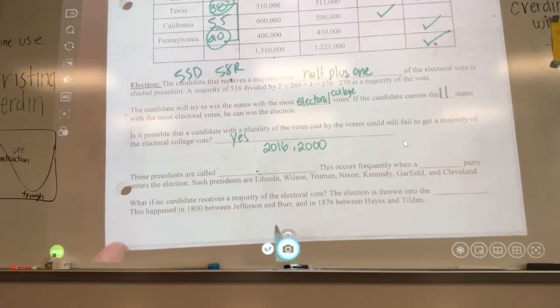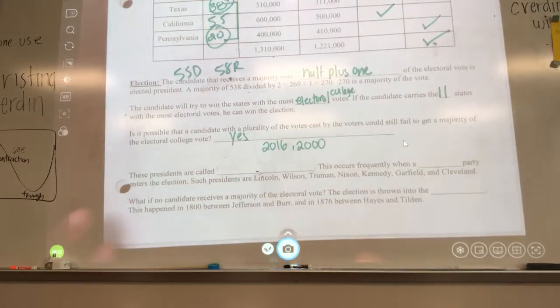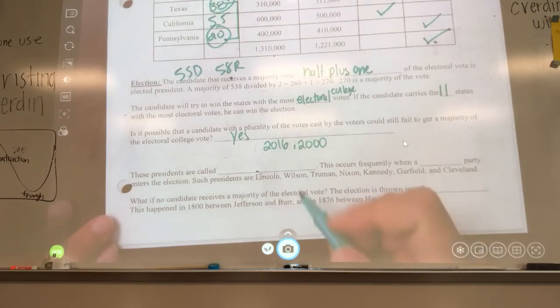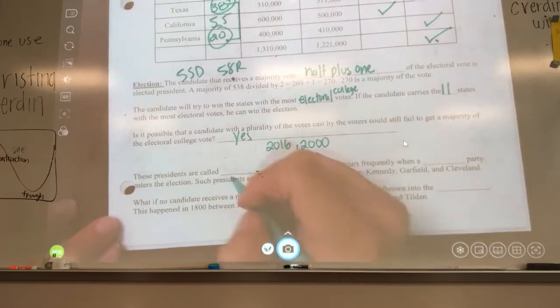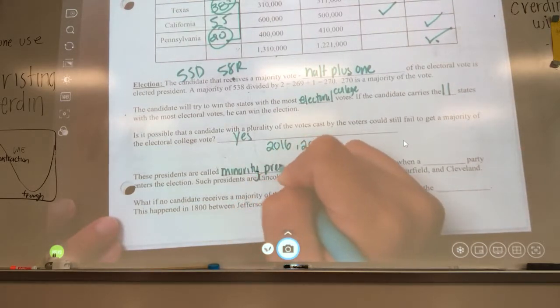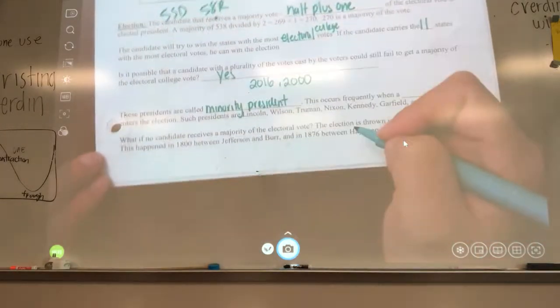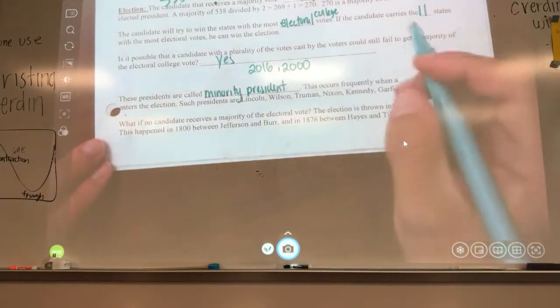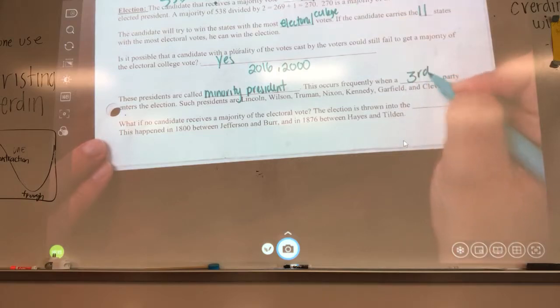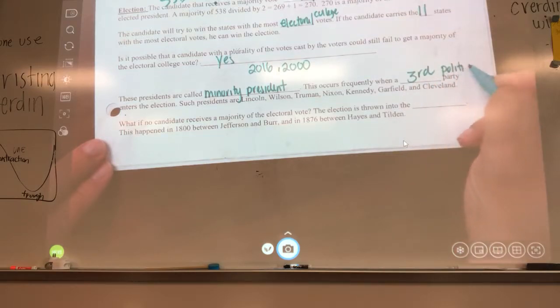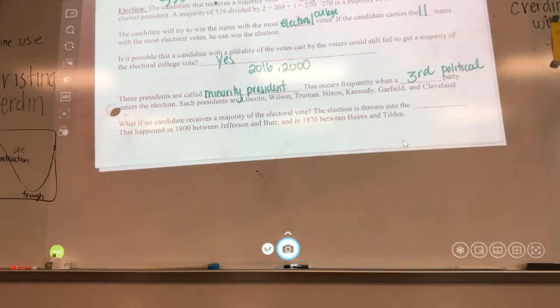And this often happens when a third party runs. But these presidents who don't win the popular vote are given a type of name, which we haven't heard Trump call himself: a minority president. When they don't win the popular vote but win the Electoral College, they're called a minority president. And this happens when a third political party runs. And we've seen the Green Party, we've seen all these different people get out there on the bandwagon.